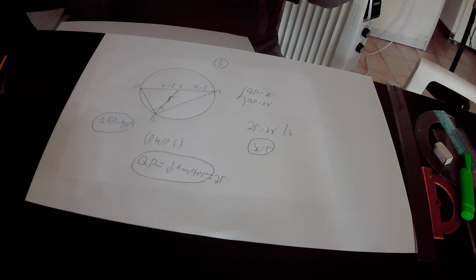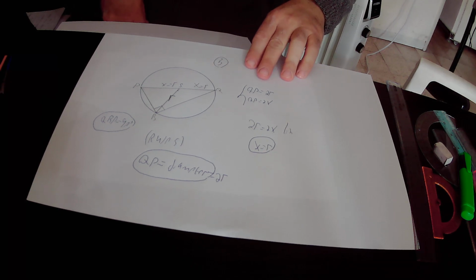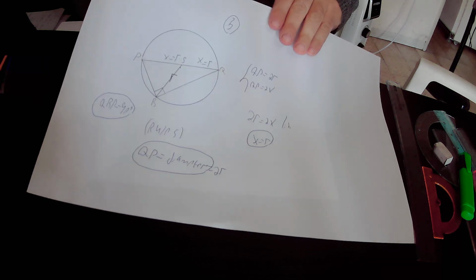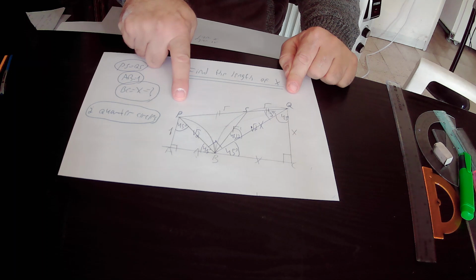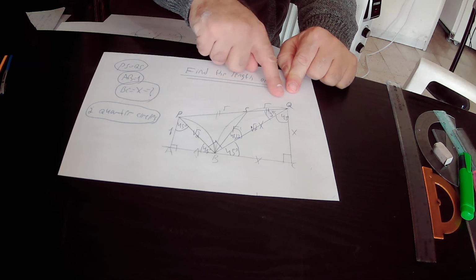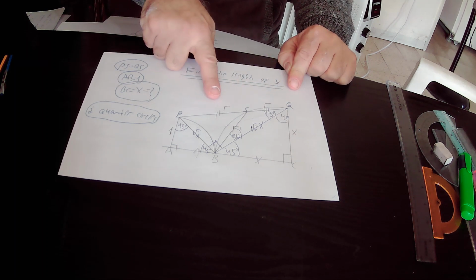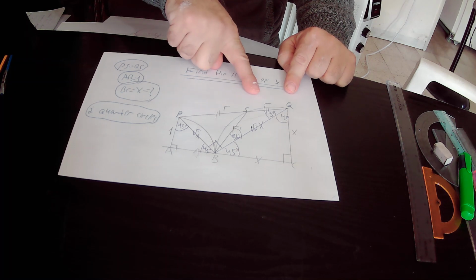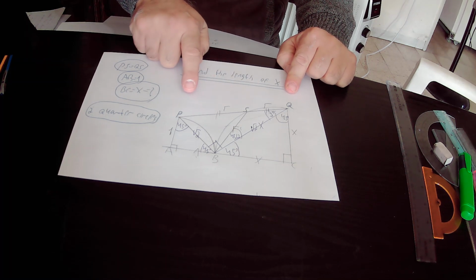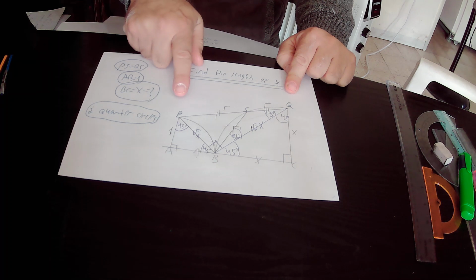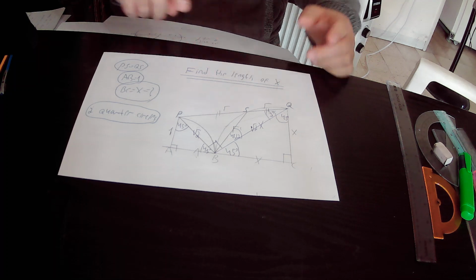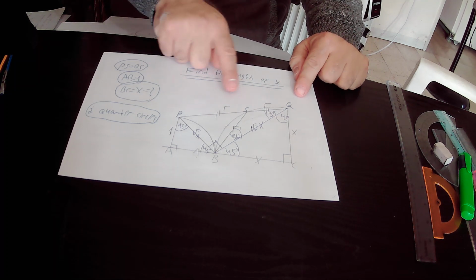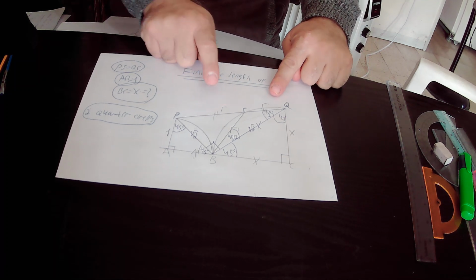Okay? So here, PQ equals 2r from one side, but from the other side, we know that PS equals SQ. So if PS is x, then SQ must also be equal to x. So PQ in total must be equal to x plus x, that is 2x.